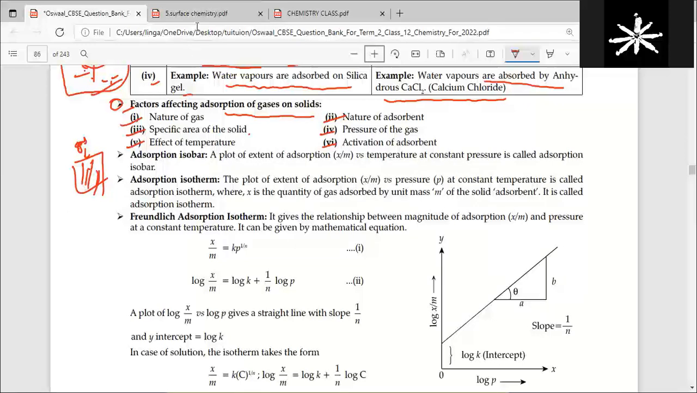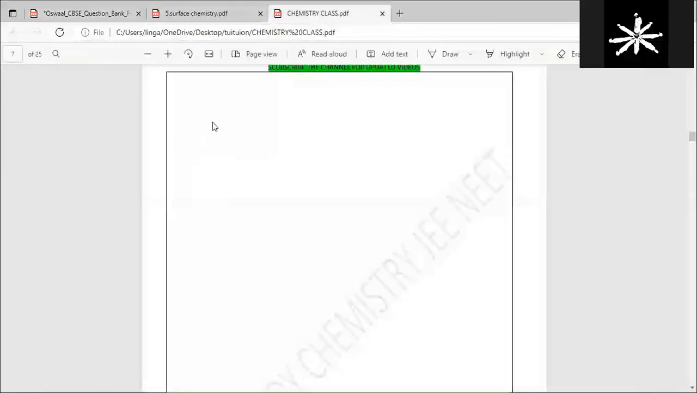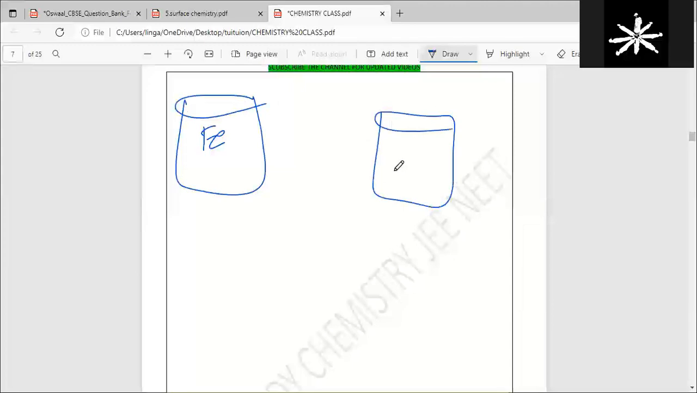Example, if I take iron, I am taking iron here in one container. In another container, platinum I am taking. Here also hydrogen gas is there. Here also hydrogen gas is there. So closed. Now tell me, it is the platinum rod, it is the iron rod. The size is same. Where is the hydrogen gas adsorbing more, in case of platinum or in case of iron?